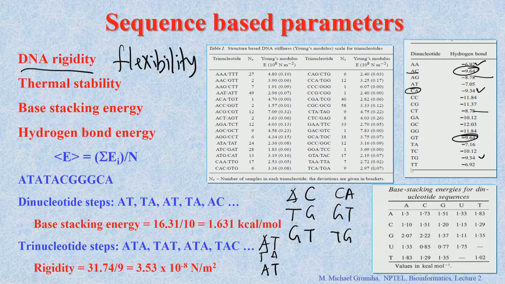Now if you see these values, can you tell a few nucleotides which are rigid and some of them which are flexible? For example, ATA, right. What is the value for ATA? ATA, this is 2.36, this is known to be flexible.